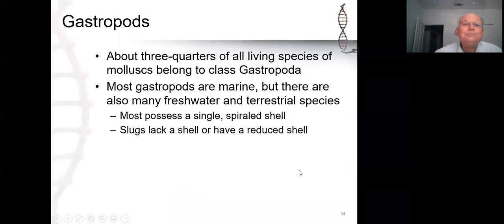Now you do. The next group and the largest group are the gastropods. This translates as head foot. And so the muscular foot is used for crawling. Sorry, stomach foot, not head foot, stomach foot.